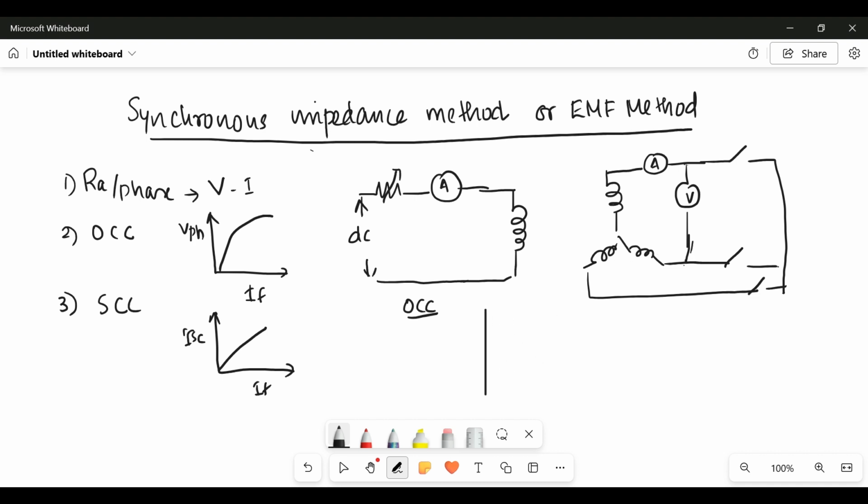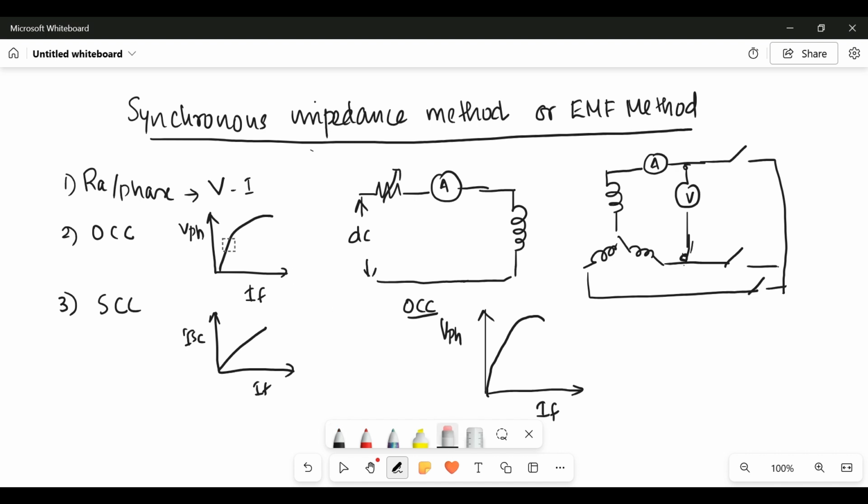Here, the open circuit characteristics is the graph between V phase and IF. This voltmeter reads the line voltage. We should convert that into phase voltage, and we should draw this. This is the open circuit characteristics.